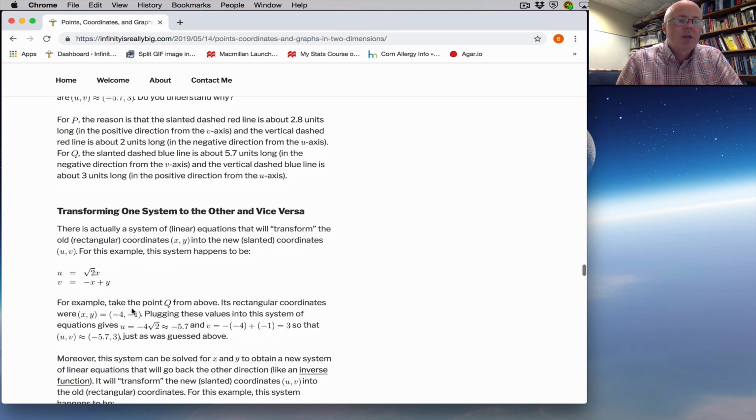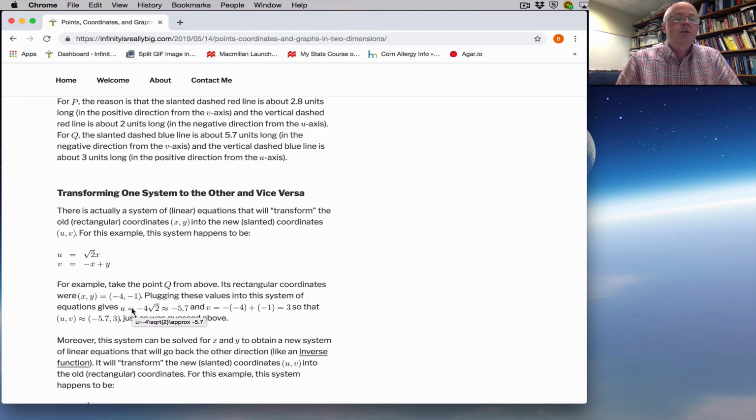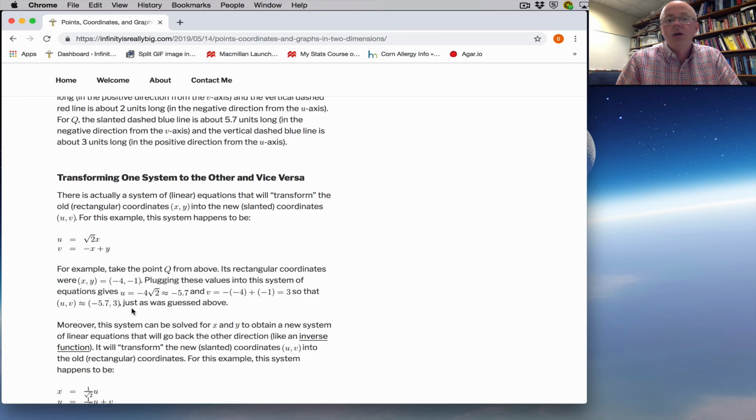Double check things. You can transform one coordinate system to another using what you would call a transformation. In fact, this is an example of a linear transformation, though I don't say that. This system of equations that you see here, u equals square root of 2 times x, and v equals -x plus y, takes x and y coordinates and converts them to u and v coordinates. So for example, the original Q had xy coordinates (-4, -1). Its uv slanted coordinates are (-5.7, 3), just like we guessed above. You can plug those numbers in and check that. I'm not telling you where the system of equations comes from. You could think about it on your own, see if you can figure it out.